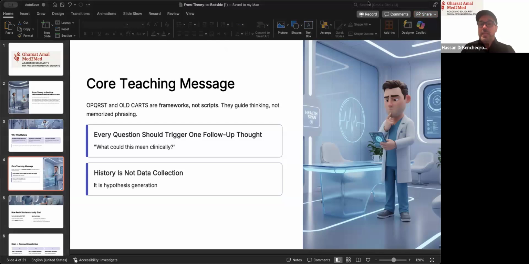But if they tell me a headache and I ask them, do you have dizziness? That means I am thinking about vertigo. I am thinking about stroke. I am thinking about the heart, meaning heart failure with low blood pressure. Every question should trigger one follow-up thought.